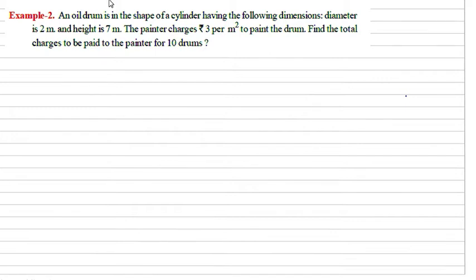I am your narrator. Now I am going to explain the second example question. An oil drum is in the shape of a cylinder having the following dimensions. Diameter is 2 meters and height is 7 meters. The painter charges 3 rupees per meter square to paint the drum. Find the total charges to be paid to the painter for 10 drums.